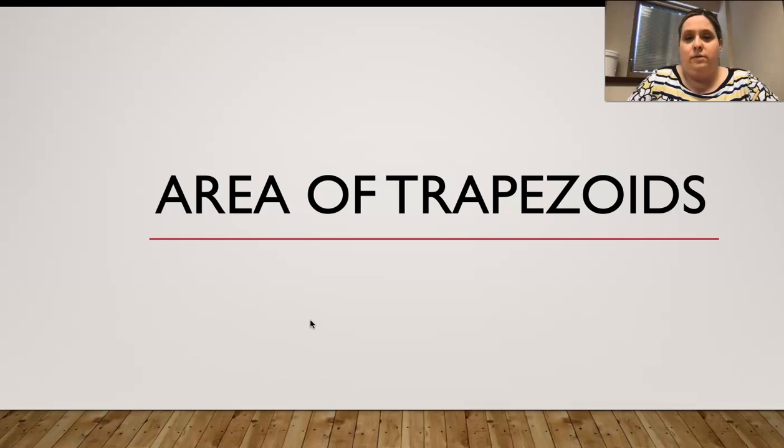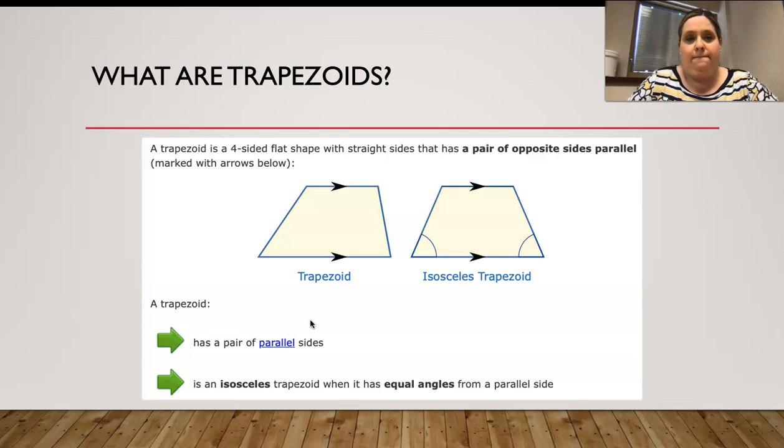Okay. So area of trapezoids. So a trapezoid is a 4-sided flat shape with straight sides that has a pair of opposite sides that are parallel. An isosceles trapezoid is when it has equal angles that form from a parallel side. Okay, that would be this one here. This one's definitely not.